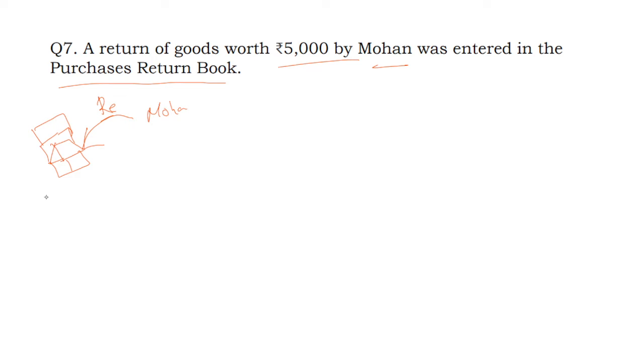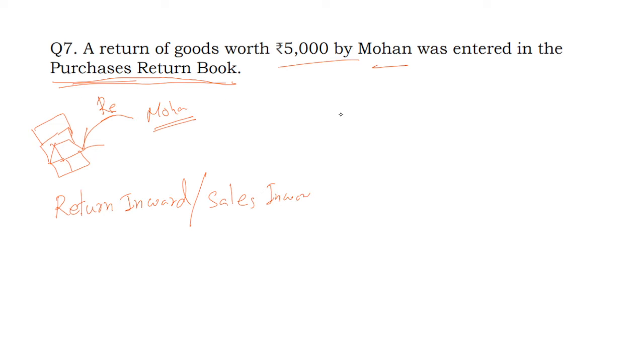Mohan has returned goods, which means we earlier sold goods to Mohan. So it is basically our return inward, or you can say sales inward. Actually, correctly it is sales inward. But it is recorded in the purchase return book.